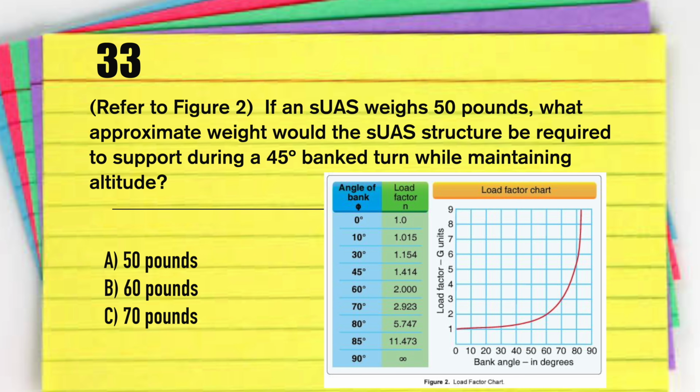You know the drone weighs 50 pounds, but it's going to feel like it weighs much more when it starts making a banked turn. And depending on the angle or the degree of the turn, that angle of bank, in this case 45 degrees, is going to have a load factor value. And that value is what you're looking at next to 45 degrees that says 1.414. And all you need to do is take that value and multiply it by 50 pounds and you will get your answer. In this question, the correct answer is C, 70 pounds.